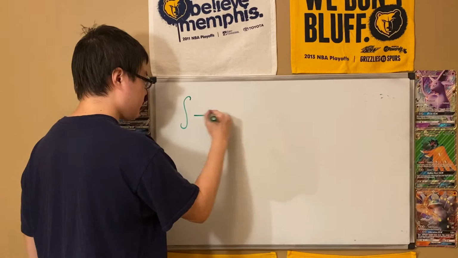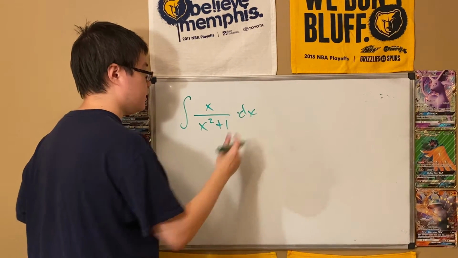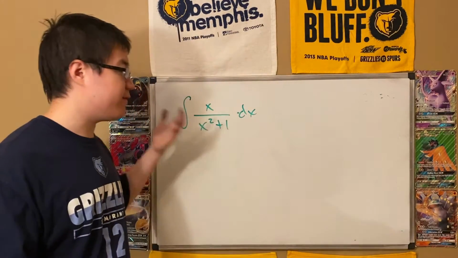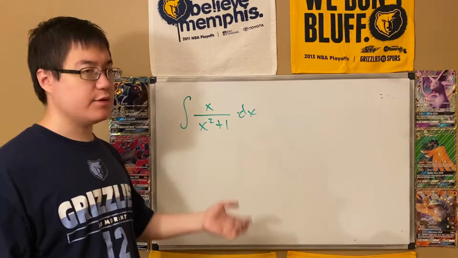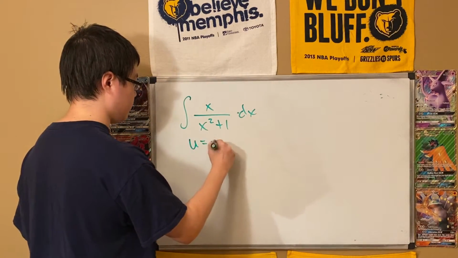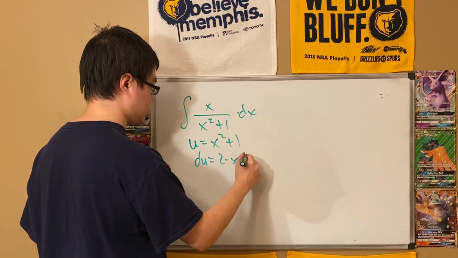For example, you wouldn't use the process on this one right here. One reason is that all of the denominators on the AP exam can be factored. Because you can't factor this, it's probably not partial fraction decomposition. It's just going to be a u sub. u is equal to x squared plus 1, and du is equal to 2 times x times dx.